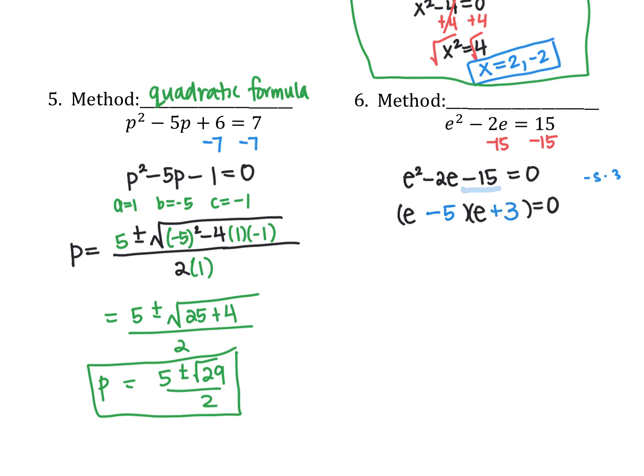Let me fill in my factors, and then I will get e equals 5, and I will get e equals -3. And I happened to use factoring for this. If you had used the quadratic formula, you would have gotten the same answer, although it would have been more work because you would have had to simplify it at the end.